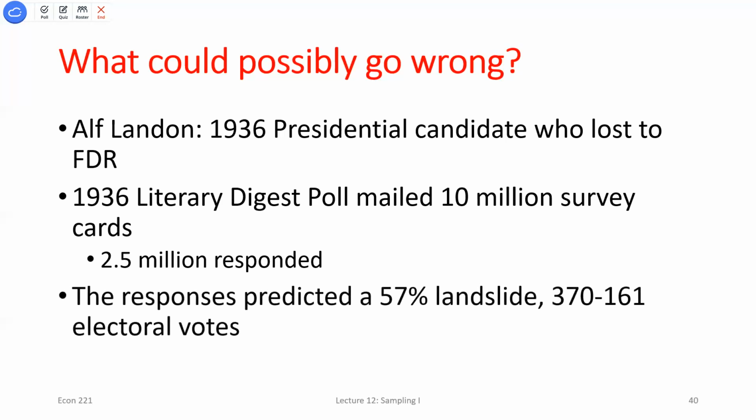So they predicted a landslide, right? 57% of the popular vote, 370 to 161 electoral votes.